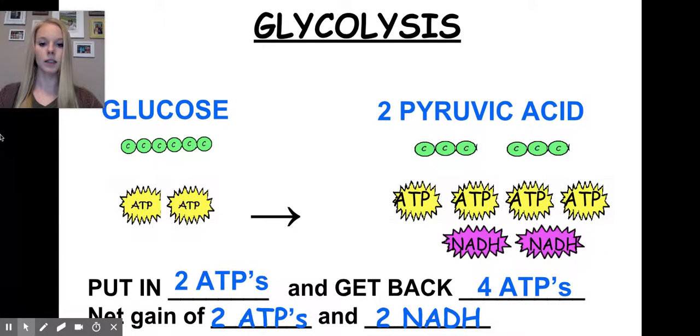In glycolysis, the 6-carbon glucose molecule that you see in green on the left-hand side is split apart into 2 pyruvic acid molecules, which are both 3-carbon molecules. Remember that we do need to spend 2 ATP on glycolysis to start the process, but we get back 4 ATP, so we have a net gain of 2. We also get 2 NADH, which are electron carriers.